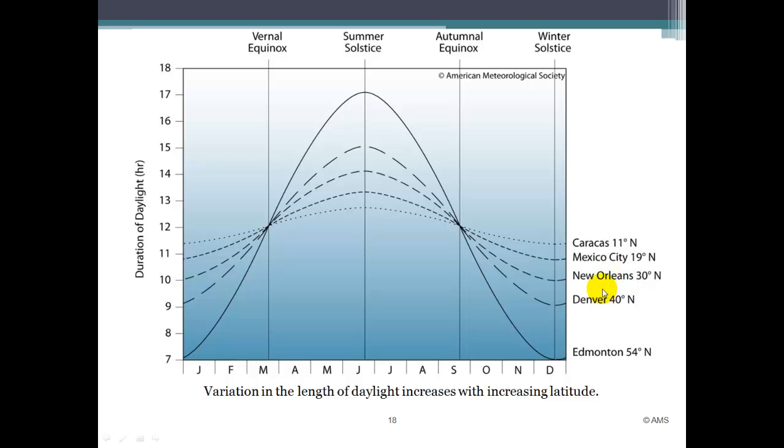And we see that the pattern continues until we look at a location that's close to the equator, Caracas, Venezuela, which is at 11 degrees north. And you can see that the hours of daylight don't really fluctuate that much throughout the year. They're between 11 and 12, just a little bit more throughout the year. So the number of hours of daylight vary based on latitude.